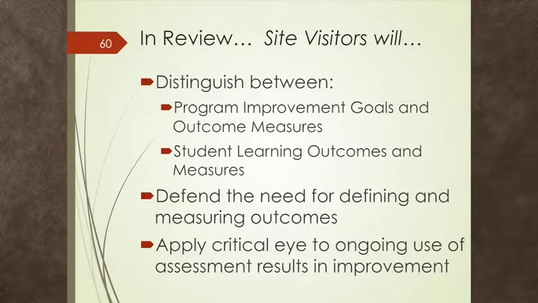Can you, action, verb, defend the need for defining and measuring outcomes? Can you defend why it is that we define and measure outcomes now in higher education? And then, can you apply a critical eye to the use of assessment results in improvement? Can you look at what a program has done, what it saw in its assessment results, and what it's deciding to do in the future about what it learned from those assessment results? And can you apply a critical eye to that? Can you say, yeah, looks like you're just doing it and writing it down, it goes on the shelf, and the program director never shares it with anybody or sends it out in an email and nobody ever talks about it and life goes on? Or is it actually the focus of a conversation of the parties involved in achieving those learning outcomes? Okay? So site visitors will be able to do all of those things.